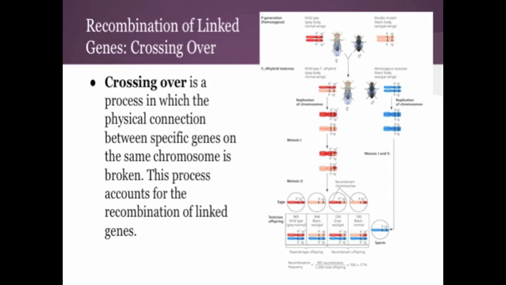Genes crossing over. Crossing over is a process in which the physical connection between specific genes on the same chromosome is broken. This process accounts for the recombination of linked genes.